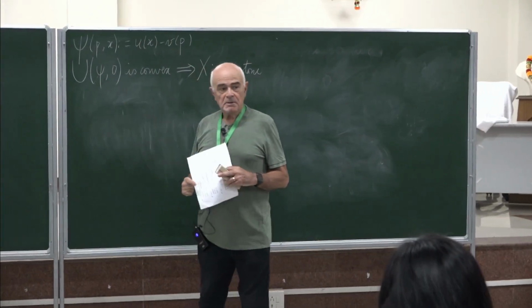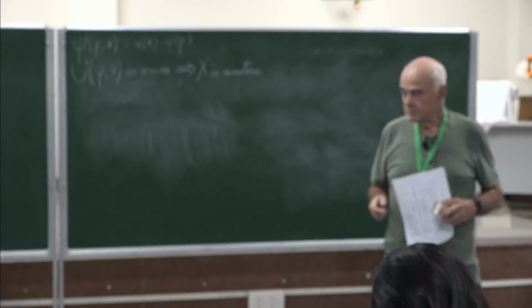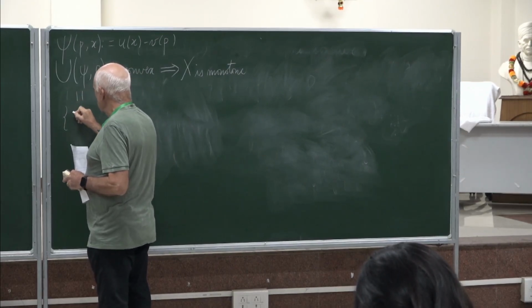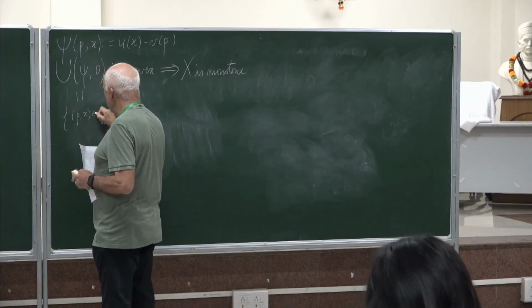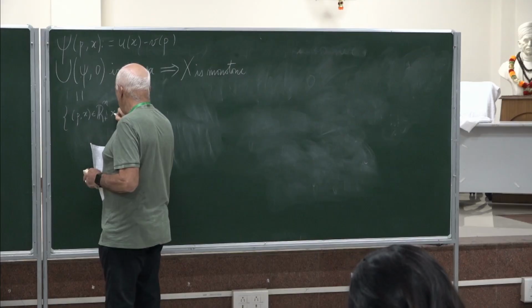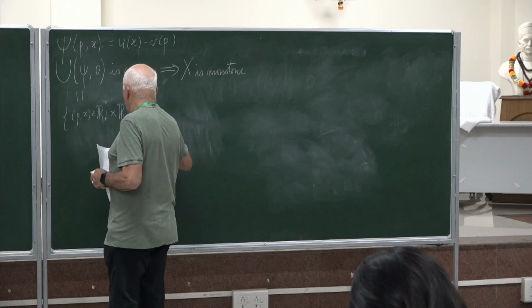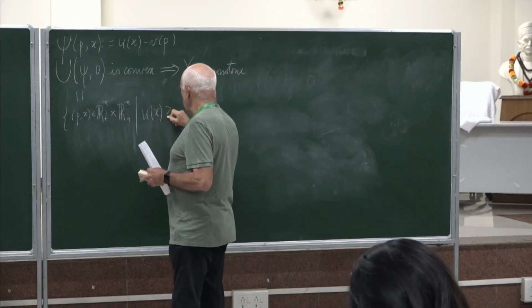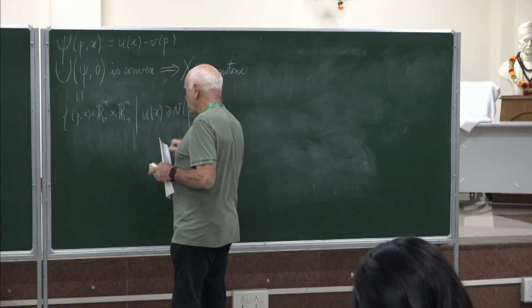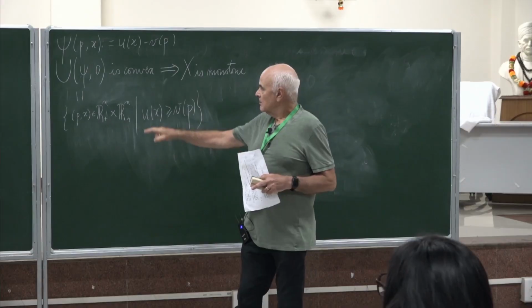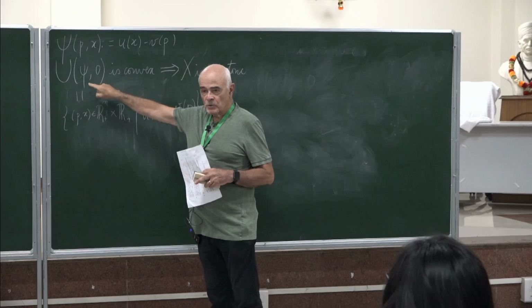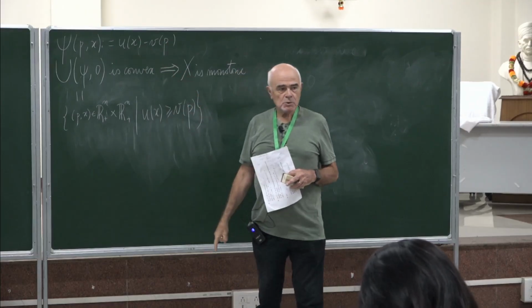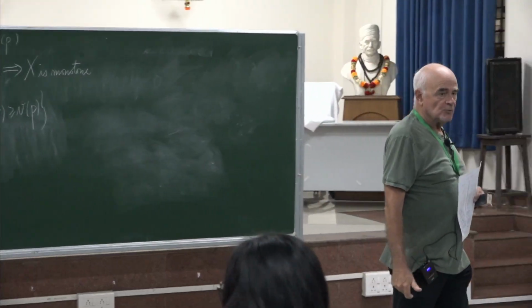But what is this set? Let us look at this set. This set is the set, of course, of pairs (p,x) such that u of x is greater than or equal to v of p. Psi greater than or equal to 0, which is the condition of belonging to this level set, means simply that u of x is greater than or equal to v of p.